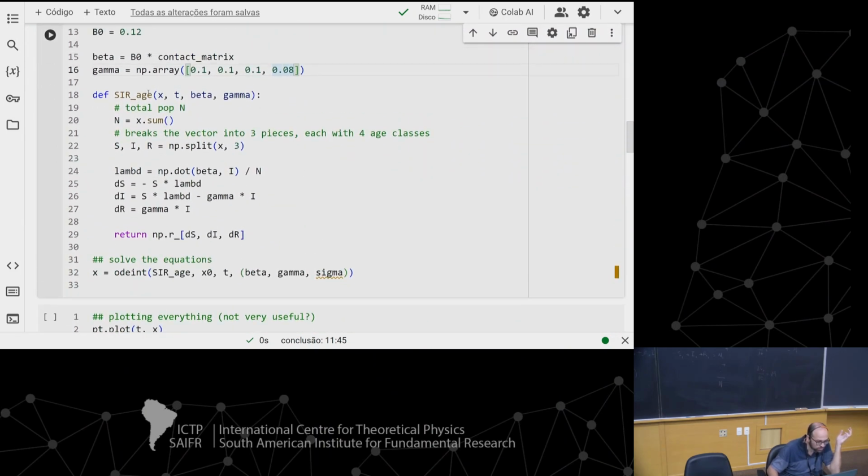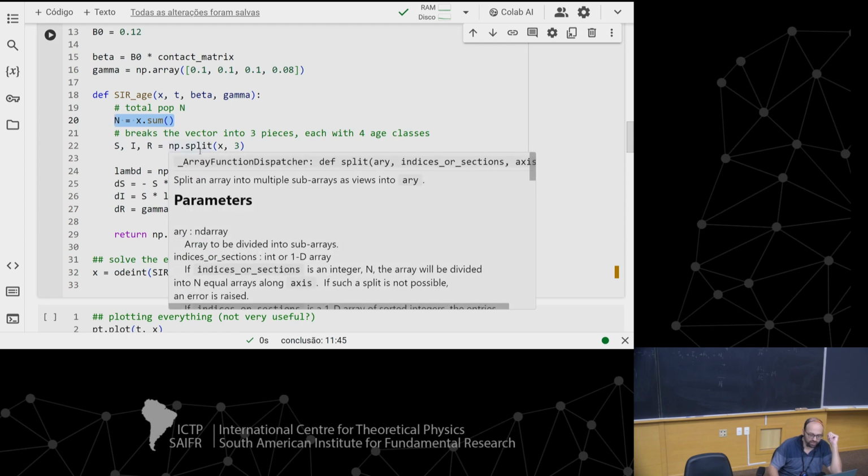What do I have to do inside this model here? First, I get the total population. Now this is total population, because my model beforehand had total population, but this is not right. So we need total population by age.